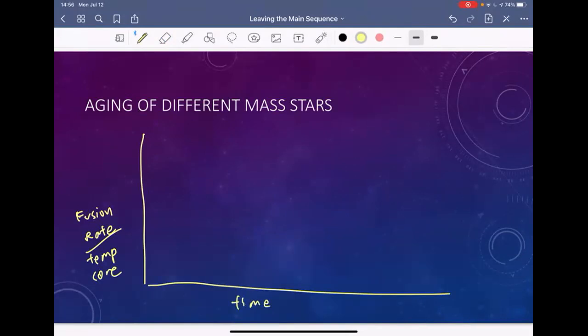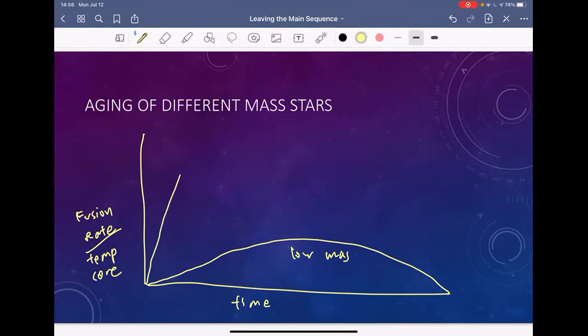So for a low mass star, it kind of looks like this, right? The core will get hotter and hotter, and it'll burn more and more, but it'll never burn that much because it doesn't have enough mass. So this is low mass. But for a really big star, however, that curve looks more like this. So, massive.